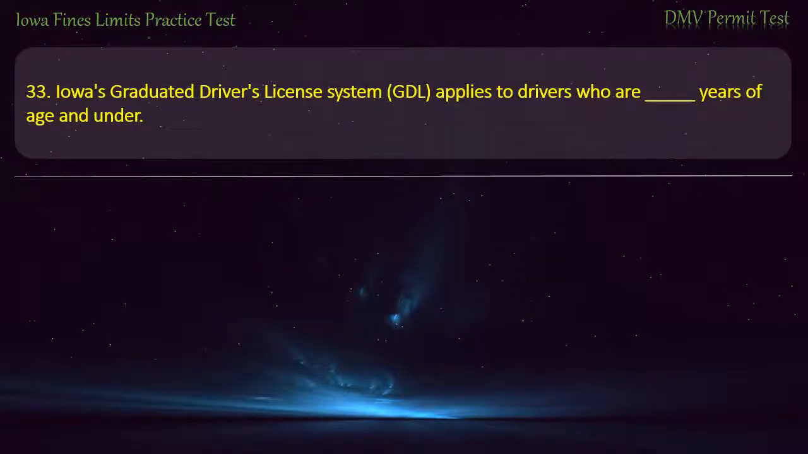Question 33. Iowa's Graduated Driver's License System, GDL, applies to drivers who are years of age and under. 16. 18. 21. 19. Answer: 18.